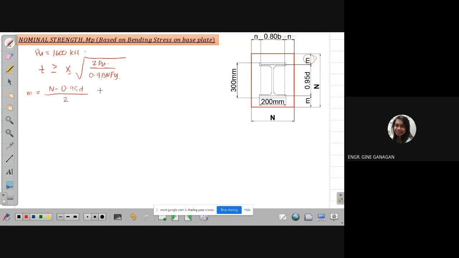Okay? So, yung N natin, ilan yung na-compute natin kanina? That is 371.35. Yan yung na-compute natin kanina. Minus 0.95. Ano yung D natin? That is 300. So, yung D natin is yung depth ng ating column. So, ito yan, over 2. So, ano yung value natin for m?